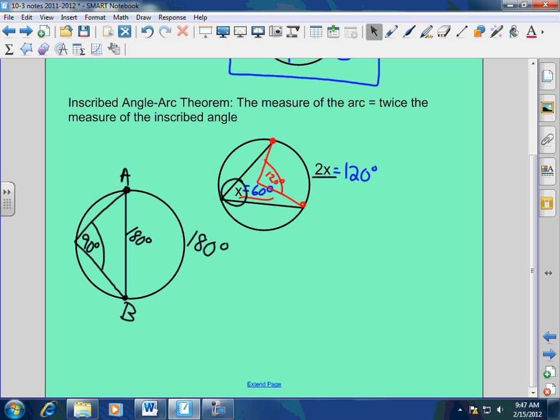I don't care if you have an inscribed angle, a semicircle, and a central angle. The formula works the same. If I had a central angle here, like this, what would the central angle be?